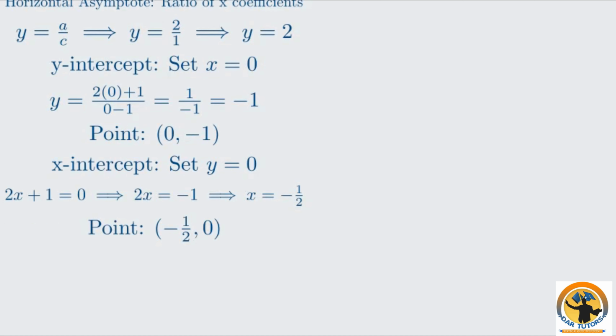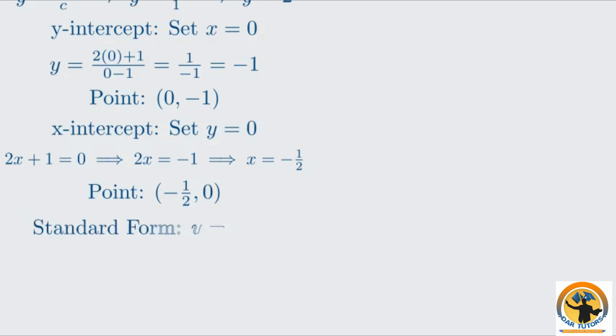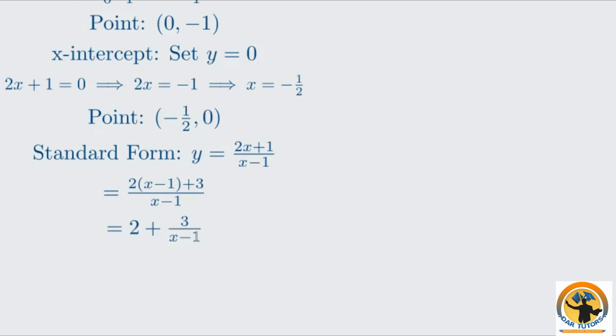Let's now convert this function to the standard form to see the connection between the asymptotes. We can rewrite 2x plus 1 as 2 times the denominator, x minus 1, plus 3. Splitting the fraction gives us 2 plus 3 over x minus 1. In this form, y equals a plus b over cx plus d, we can see the asymptotes clearly. y equals 2 and x equals 1, just as we found before.